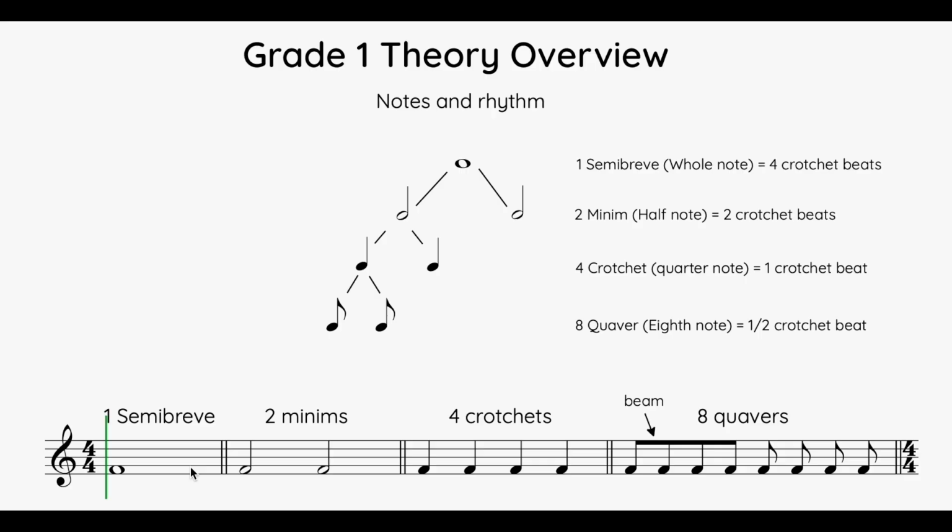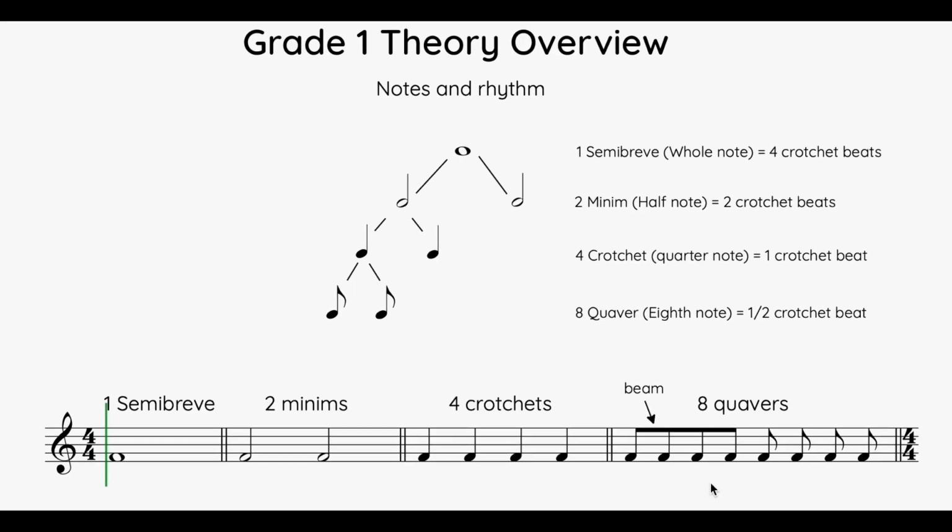So here is the semibreve that lasts for the same amount of time as the 4 crotchets, and the 2 minims last the same time as the 4 crotchets, and the 8 quavers last the same time as 4 crotchets. Now, just so that you understand, the quavers can sometimes be presented with beams or without beams. Normally within a time signature we do use beams, but we will cover a bit more of that later on. All right, so they are the basic notes that we use.